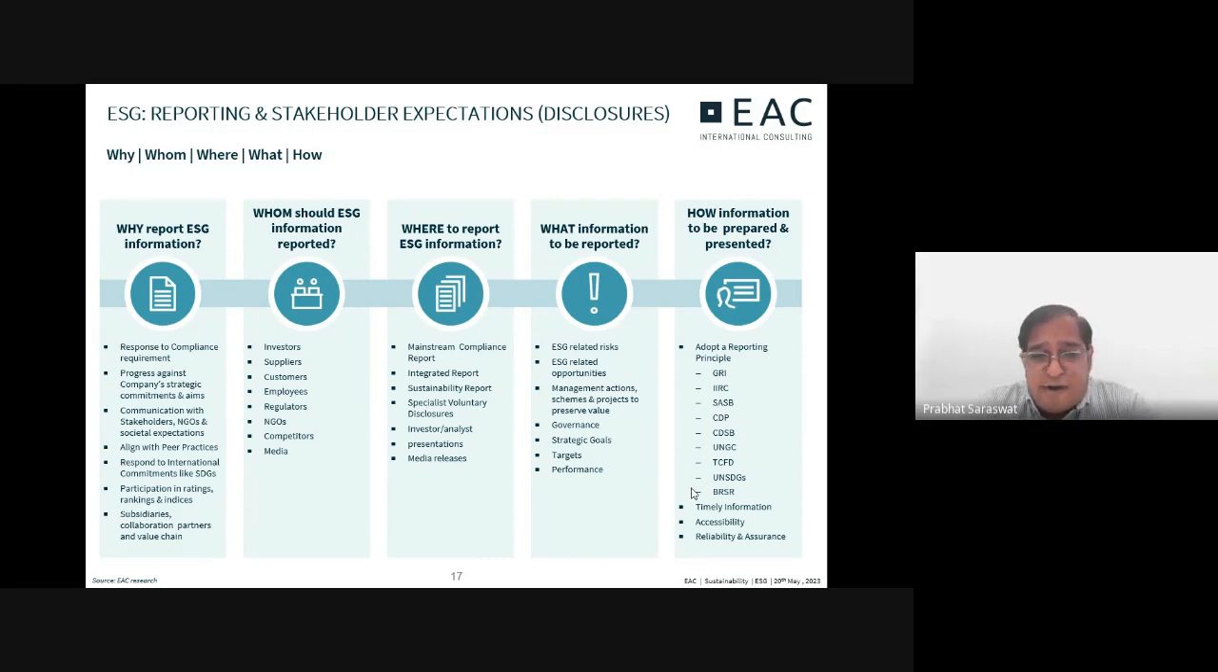First, in response to compliance requirements. There are many compliances where the company needs to disclose their ESG information. Second, progress against the company's strategic commitments and aims. Communication with stakeholders, NGOs, and social expectations, and alignment with peer practices. Responding to the international community, like the SDGs. If a company wants to address any SDG through its activity, ESG information is required to respond to those SDGs. Also participation in ratings, rankings, or indexes. If the company wants to get a rating on its ESG score or sustainability aspects. And then subsidiaries, collaboration, partners, and the value chain. So these are some reasons why we should report ESG information.